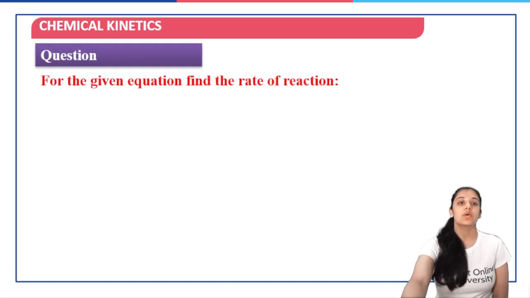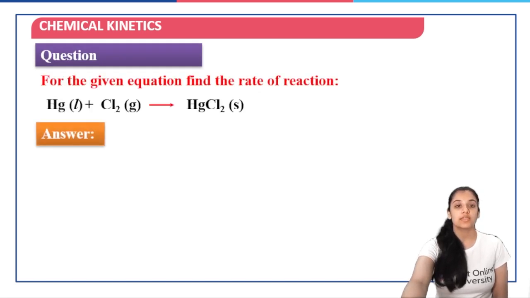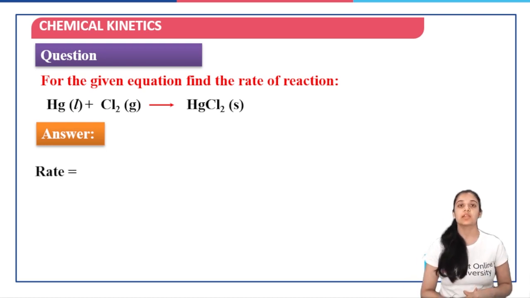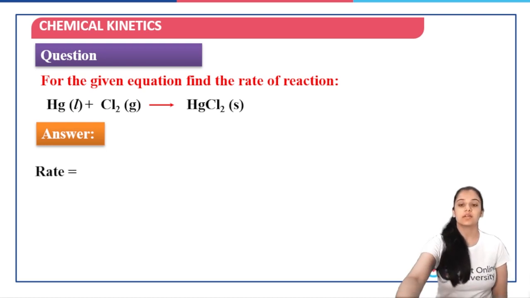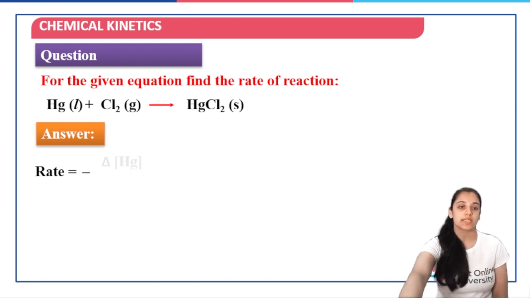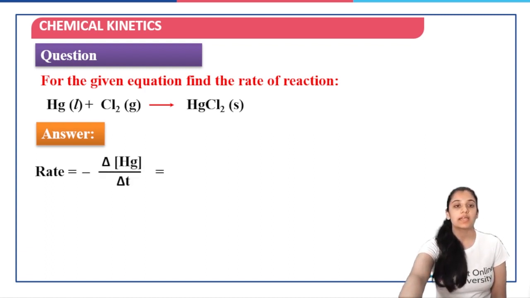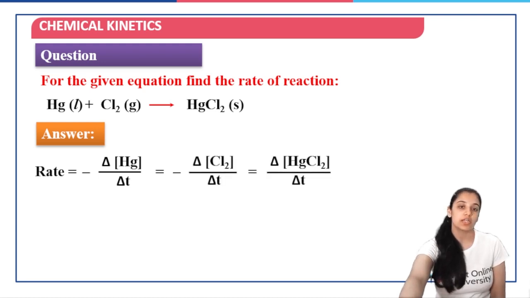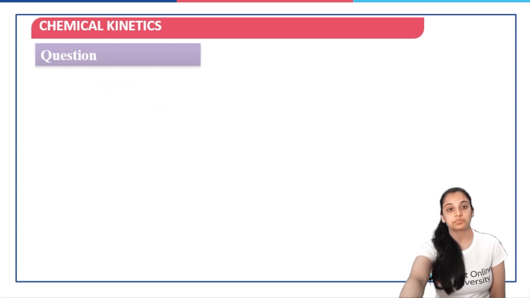Next question is, again you have to find the rate equation, this time for this reaction, which is again very simple, very similar to what we have done in the previous question. I think it should not take more than a second for you to answer this. Minus delta Hg upon delta T equal to minus delta Cl2 upon delta T equal to plus delta HgCl2 upon delta T.